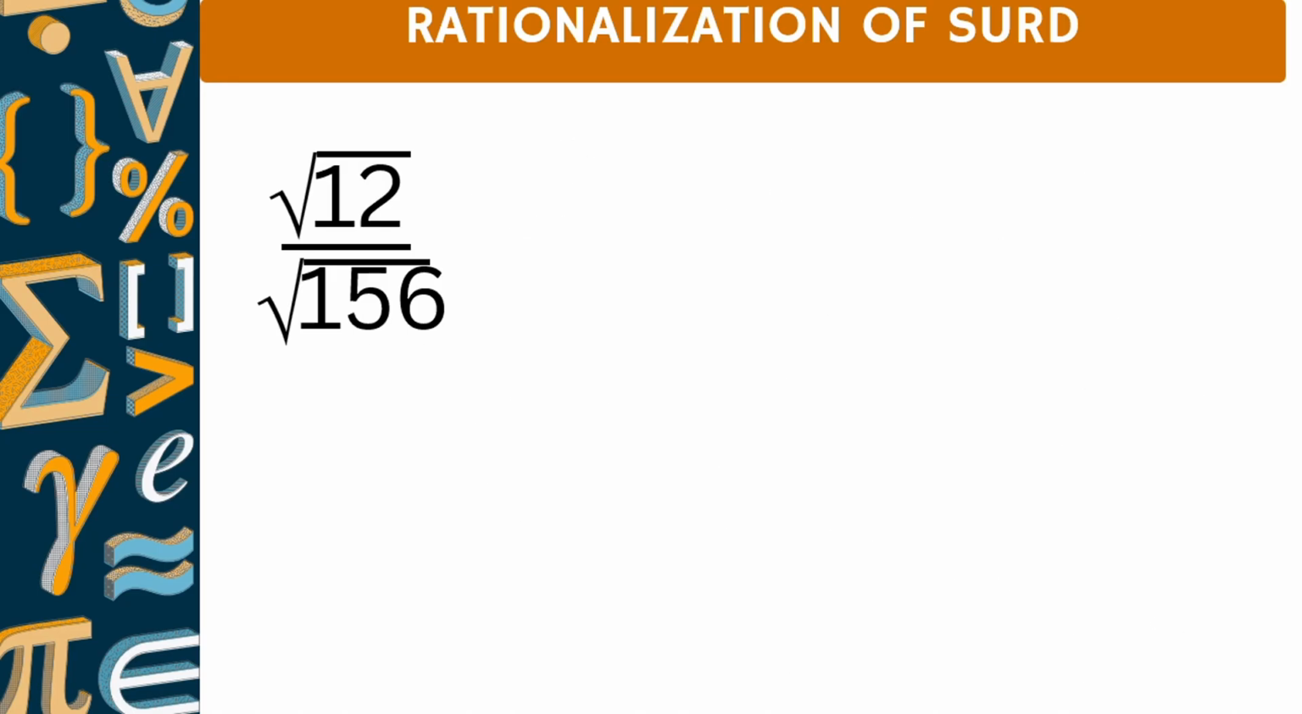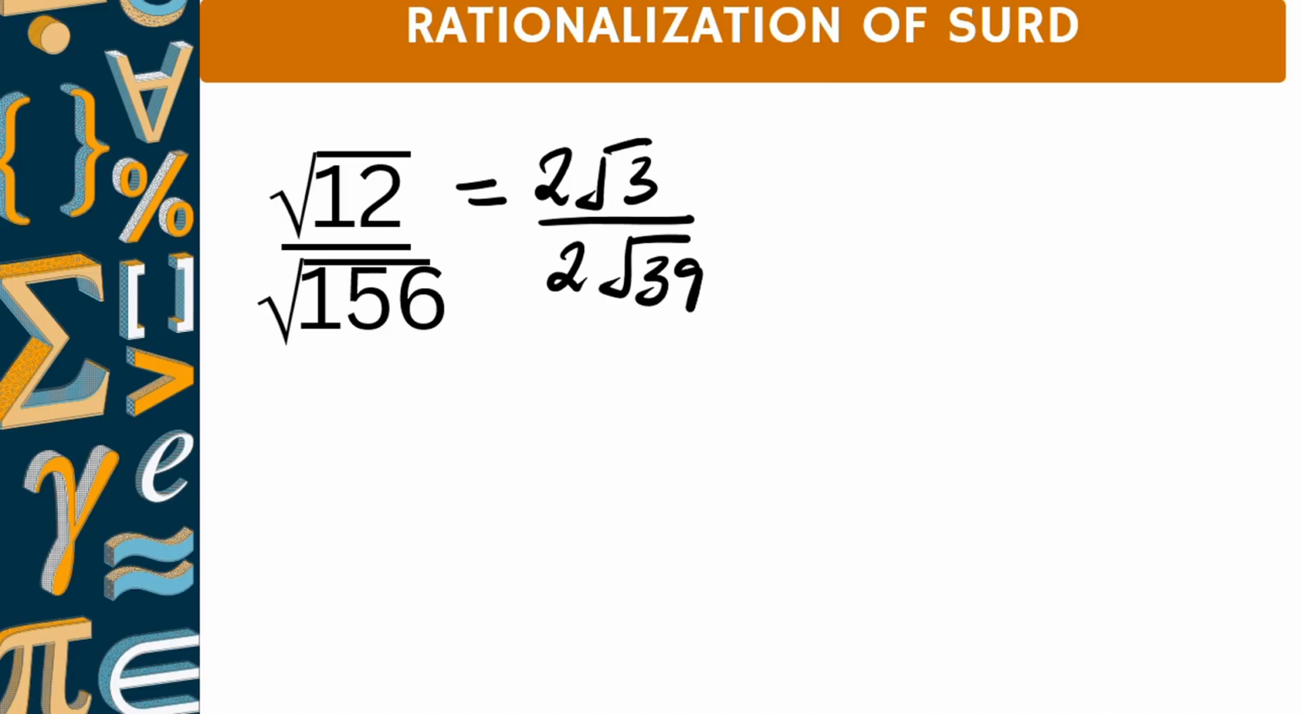Let's try this next question. We have root 12 over root 156. You can pause the video, give it a try, then come back to know if you actually got the answer. The first thing I'm going to do is reduce this surd to its simplest form. I'm going to reduce root 12 to be 2 root 3 and then root 156 to be 2 root 39. I have a video already uploaded on how to reduce surd to its simplest form or how to completely simplify surd. You can actually check that out.